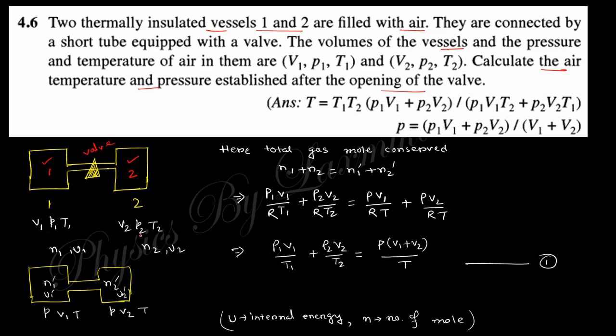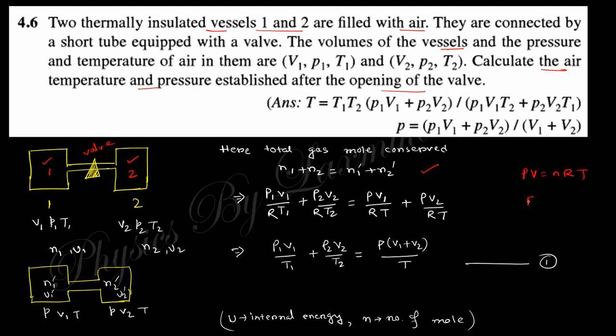Clear? Now the mole number n1 changes into n1 prime, and n2 changes into n2 prime, and the corresponding internal energy u1 of this vessel changes into u1 prime, and the internal energy of vessel 2, u2, changes into u2 prime. The total mole number is conserved because this system is isolated, a closed system actually. So n1 plus n2 equals n1 prime plus n2 prime, and you know pv equals nRT.